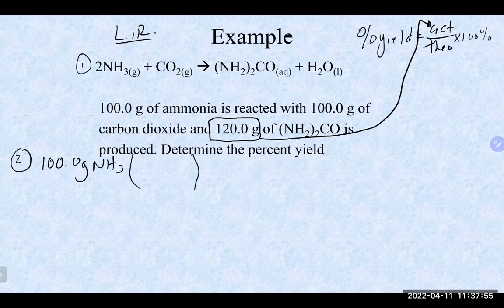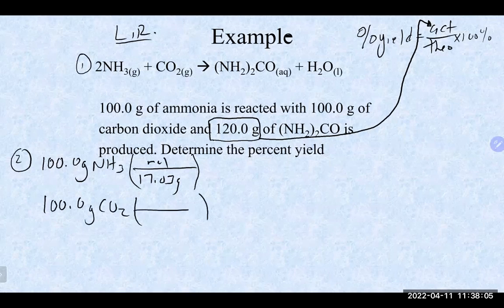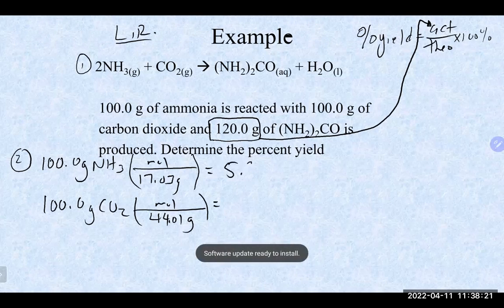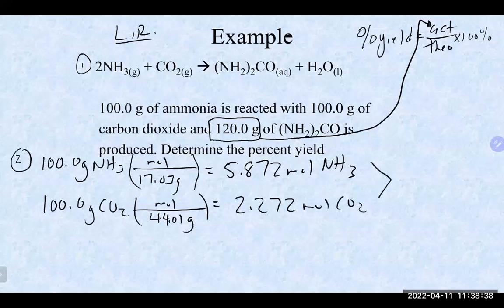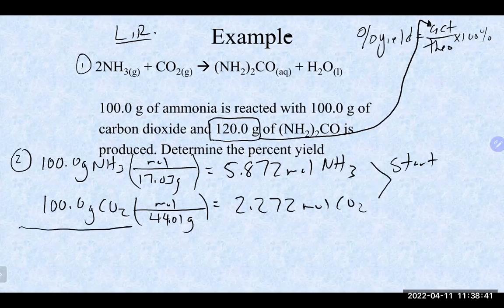Using the molar mass that we had from the previous problem, 17.03 grams per mole. We'll also take the 100 grams of CO2 and use the molar mass that we saw from the previous one as well, 44.01 grams per mole. That gives us 100 divided by 17.03, which looks like 5.872 moles of NH3. Taking our 100 grams of CO2 and dividing by 44.01 gives us 2.272 moles of CO2. Again, this is really our starting amount. Any questions up to there?